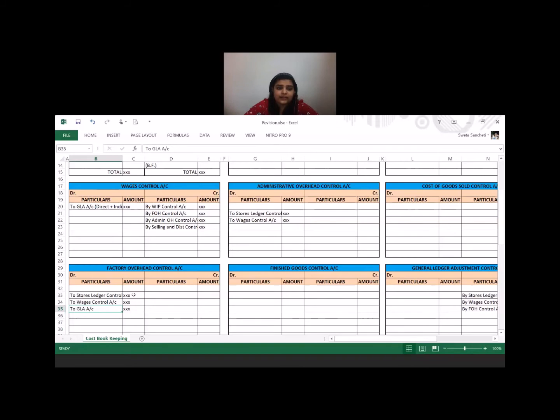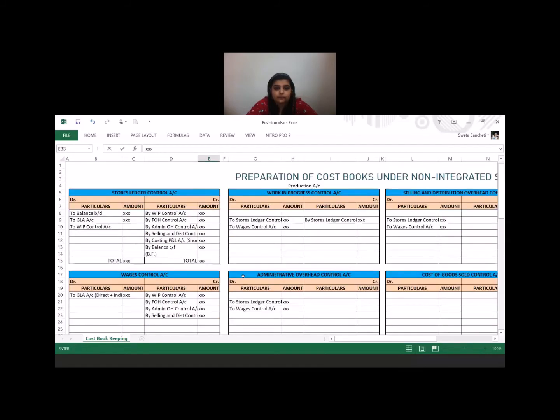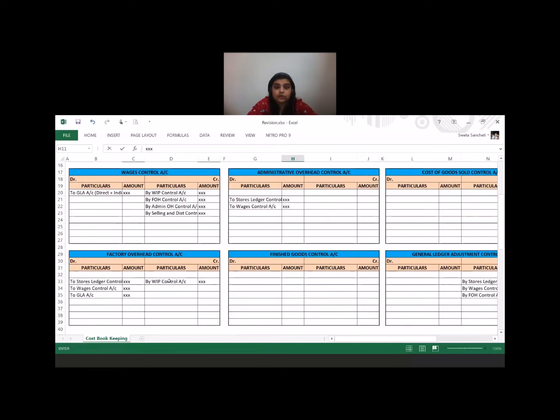Now indirect material, indirect labor, indirect expenses, all the costs are accumulated here. Who is going to bear this cost? This cost is again going to be borne by the production. Am I right? So I will shift this to WIP. Who is going to absorb it? The production units, right? So I'm going to shift it to the WIP control account. To factory overhead control account. Now, this account is not closed yet.